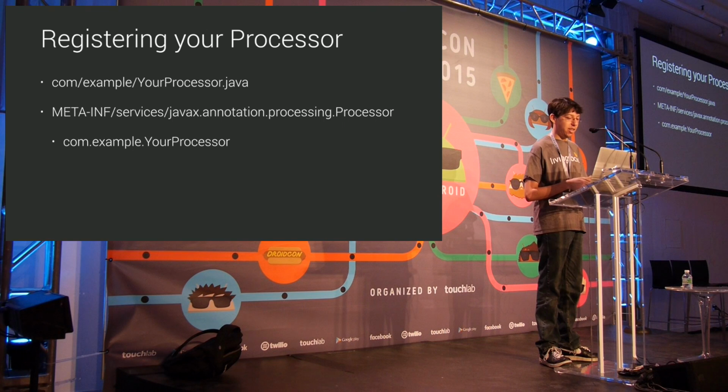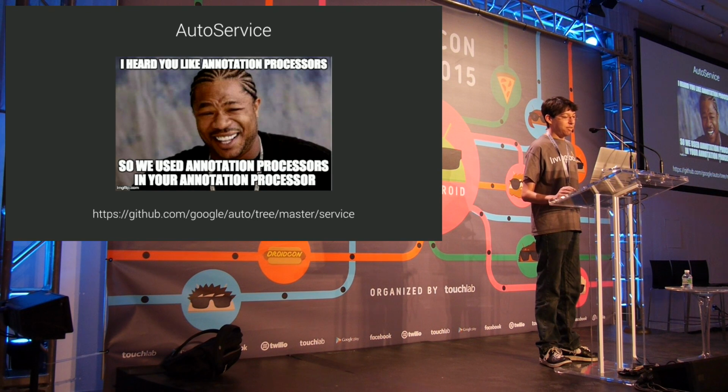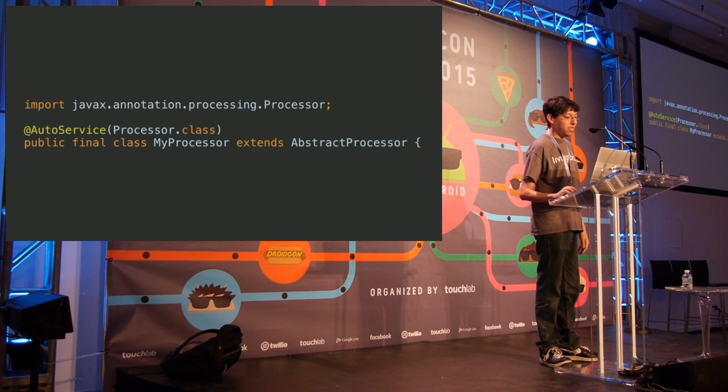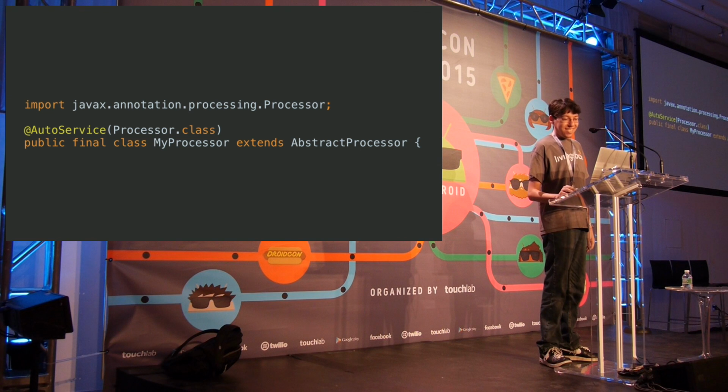This is kind of boilerplate, I guess, if you write a lot of processors. So if you like annotation processors, you can use an annotation processor called AutoService in your annotation processor. You just annotate your abstract processor class with an annotation, and then it will generate that file for you, so you don't have to do that. Yeah, we're lazy, so we like annotation processors.